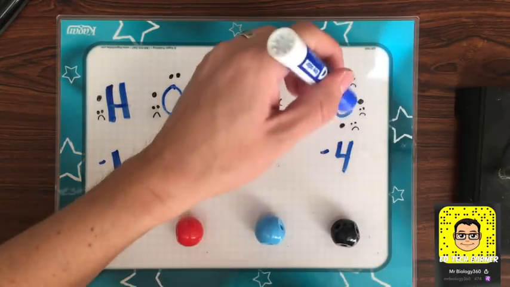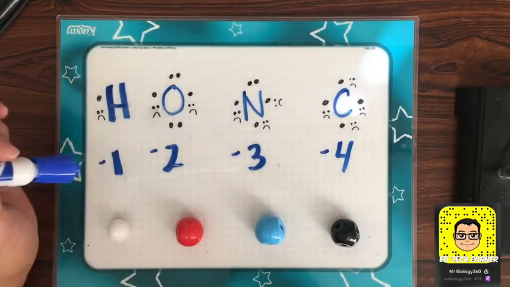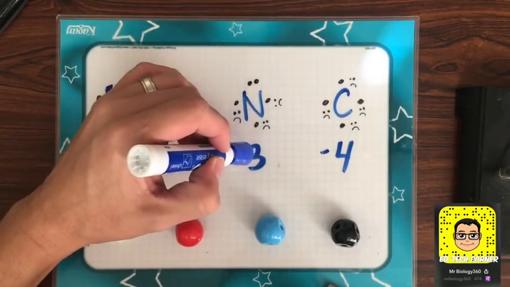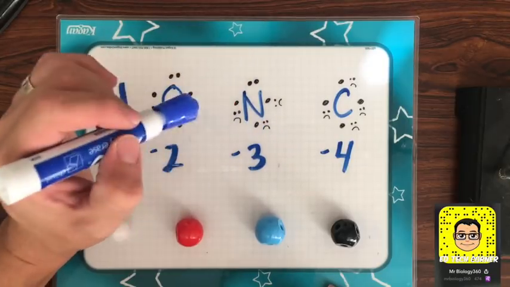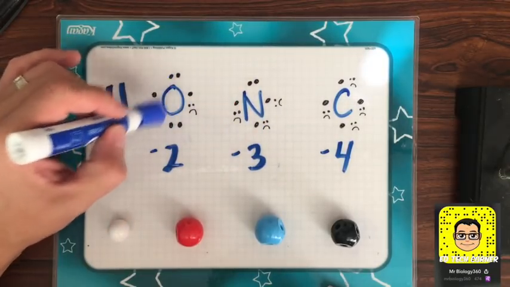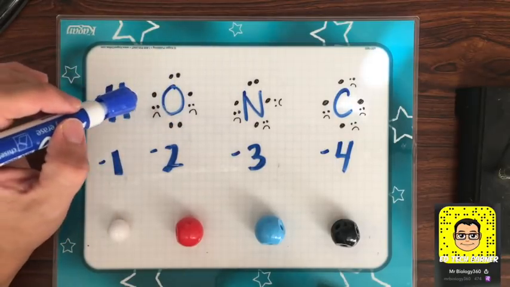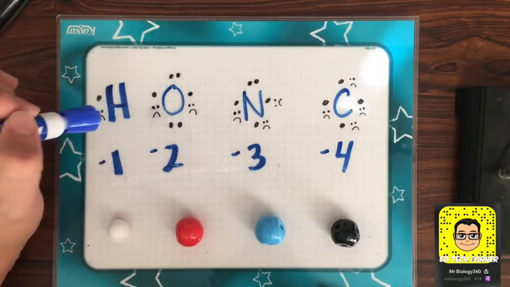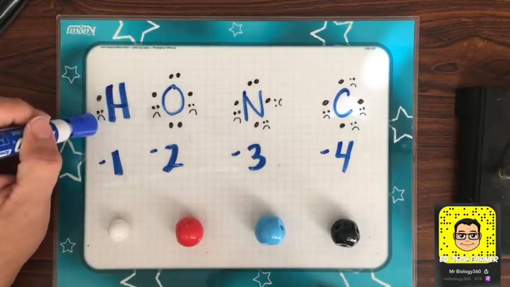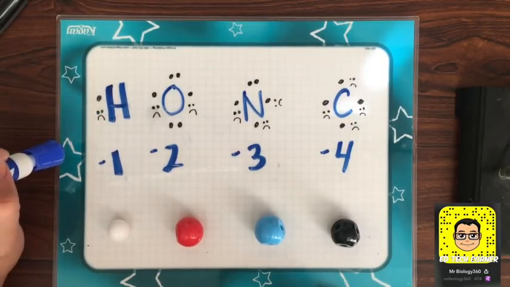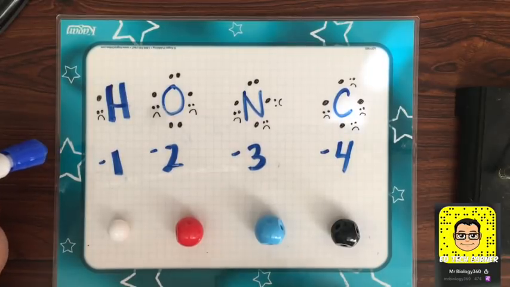Carbon, by bonding with 4 other atoms, is how it gets its 4 missing electrons. Nitrogen bonds with 3 other atoms, because that's how it's going to get its 3 missing electrons. Oxygen is going to bond with 2 other atoms because that's how it's going to get the 2 electrons it's missing. And hydrogen is missing 1 electron, and that's why it's only going to bond with 1 other atom. All right? Hope this helps.